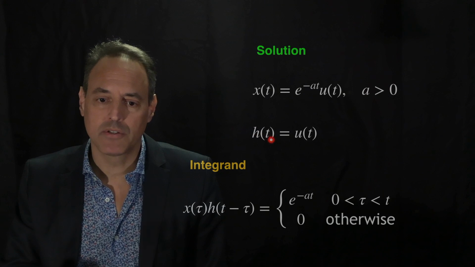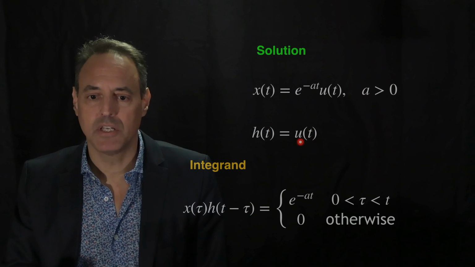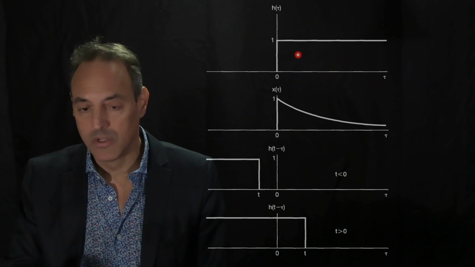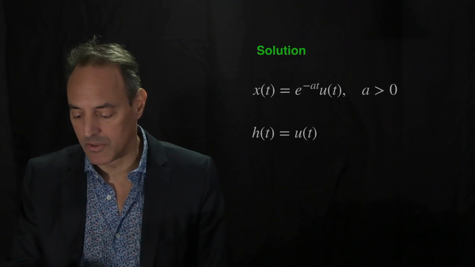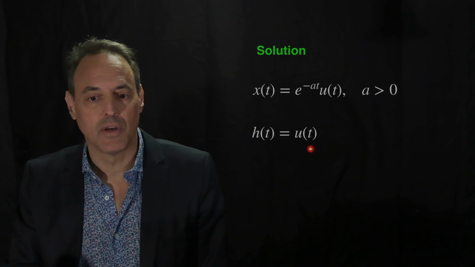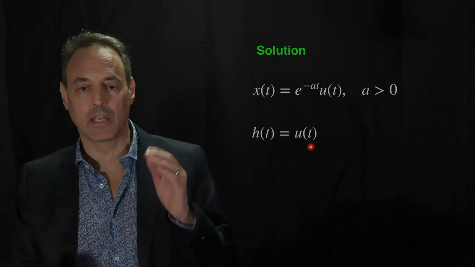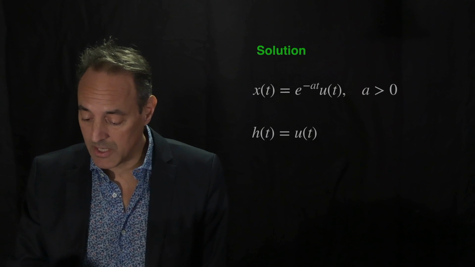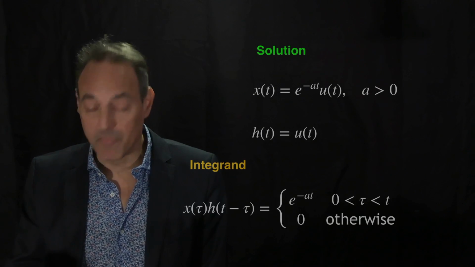My response to this function is h of t, which is u of t, which I'm just showing you here. That is this guy here. So h of t is just 0, and then when I kick it, it's 1. So those are the two functions I need when I'm computing the integral.